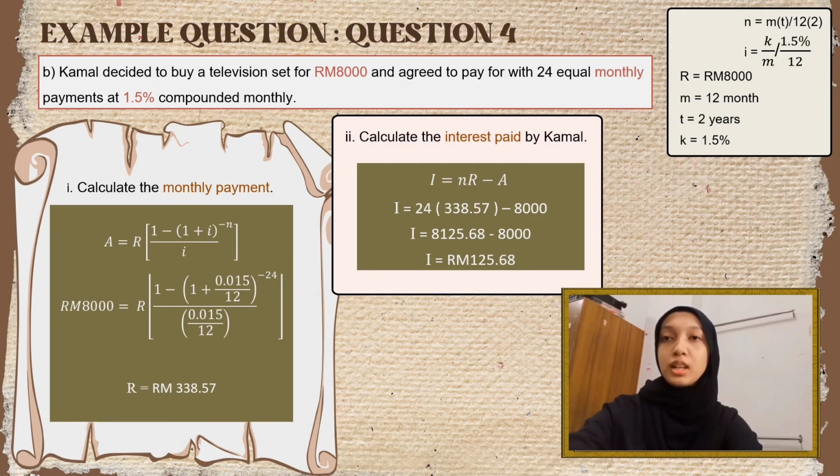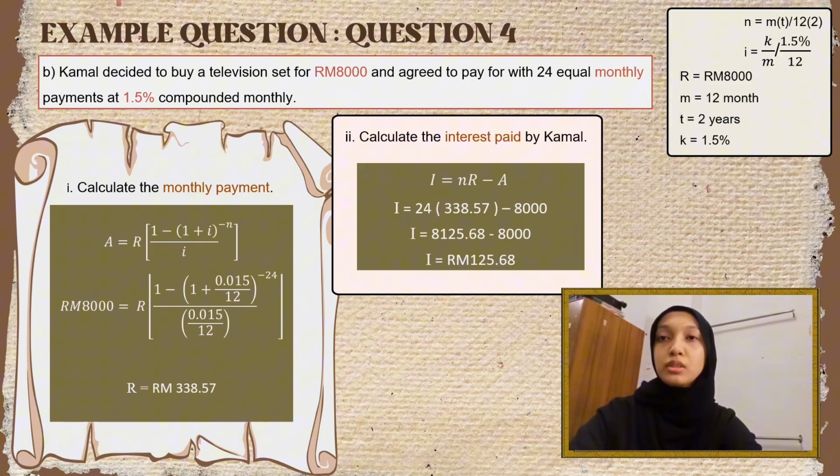Next, we go to the last question, for B. The question is, Kamal decided to buy a television set for RM 8,000 and agreed to pay for it with 24 equal monthly payments at 1.5% compounded monthly. Okay, the first question, the monthly payment.